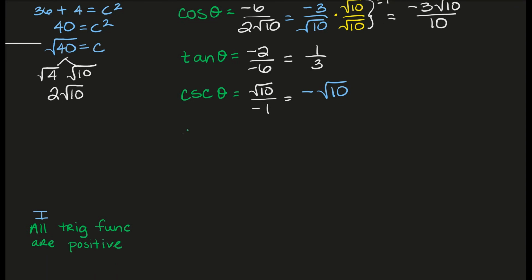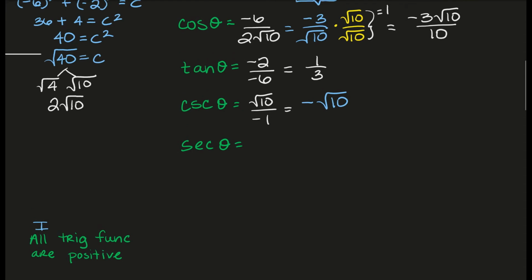Next, I have secant. So I'm going to look at my answers for cosine, and that is here, negative 3 over root 10. It's going to be easier to flip this one than to flip this one here. So I'll say 10 over negative 3. And we know that this negative can come out to the front. So this is negative root 10 all over 3.